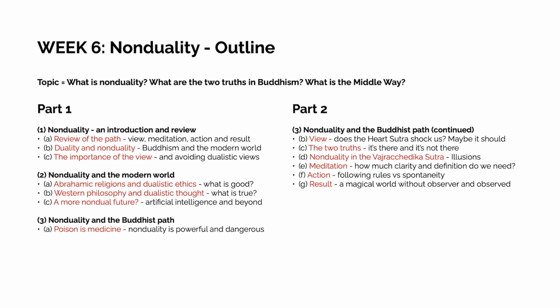Briefly put up the outline. So we'll start with a review, an introduction. We've covered much of this before, but I think it'll be helpful just as a foundation for what we're going to talk about today. We'll then talk about how non-duality compares to some of the background of our thought and our philosophy in the modern world. And then we'll talk about non-duality in the Buddhist path, going through a view, meditation, and action, and talking a little also about the result.